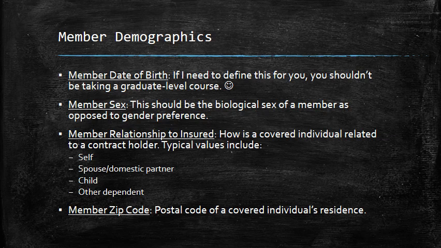The member's relationship to the insured would be in there, so how the covered individual is related to the contract holder. You'll have values for self, spouse, child. I've seen lists up to 20 different values, including different types of domestic partnerships, including parents, separating out natural children from adopted children, sons from daughters. There'll be lots of different categories, but the 3 basic categories will be self, spouse, and child. And you'll have the member zip code, so the postal code of where that individual lives. That's one of the very important fields for analytics done by payers.